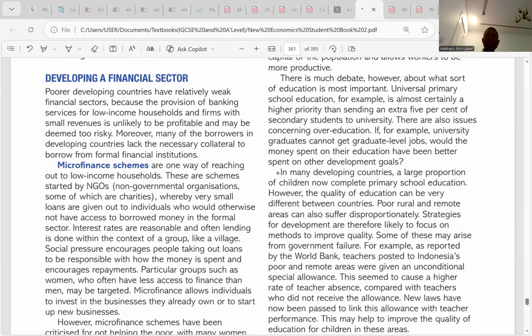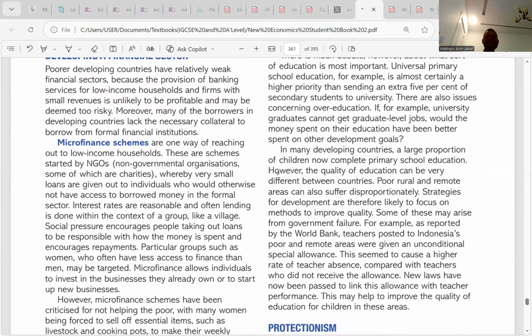In many developing countries, a large proportion of children now complete primary school education. However, the quality of education can be very different between countries. Poor rural and remote areas can also suffer disproportionately. Strategies for development are therefore likely to focus on methods to improve quality.